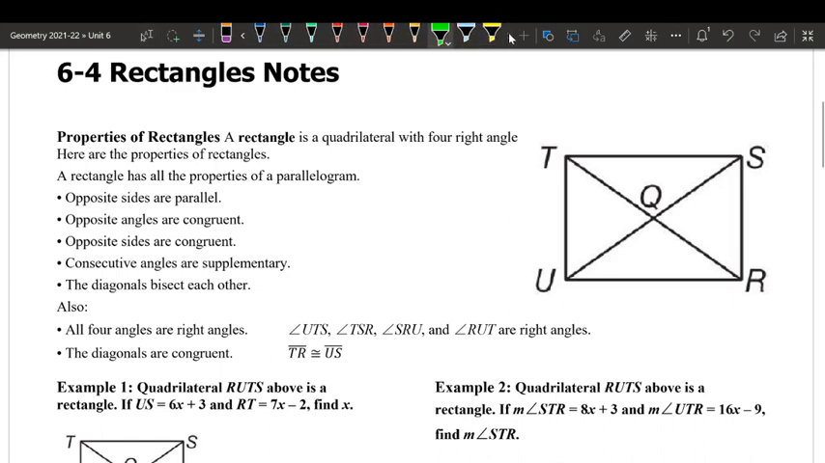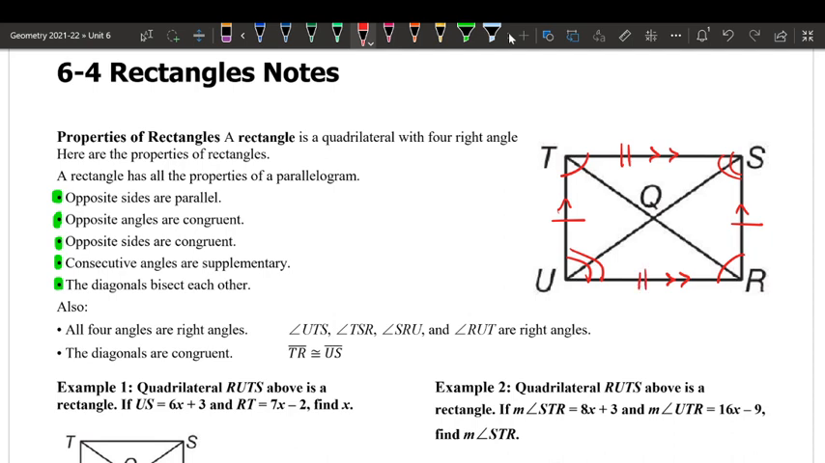So all of the qualities or properties of parallelograms apply to rectangles. So opposite sides are parallel. So this one is parallel to this one. This one is parallel to this one. Opposite angles are congruent. So T is congruent to R. U is congruent to S. Opposite sides are congruent. So the left side is congruent to the right side. The top is congruent to the bottom.